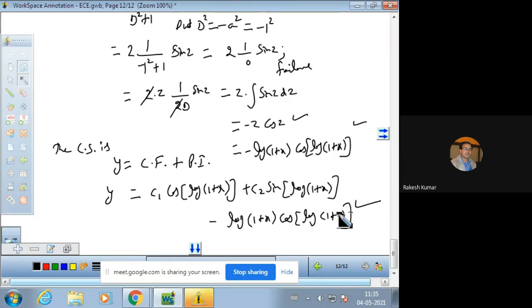So this is your formula, or this is your technique, for solving Legendre's linear differential equation. So I think it is all clear to all of you.